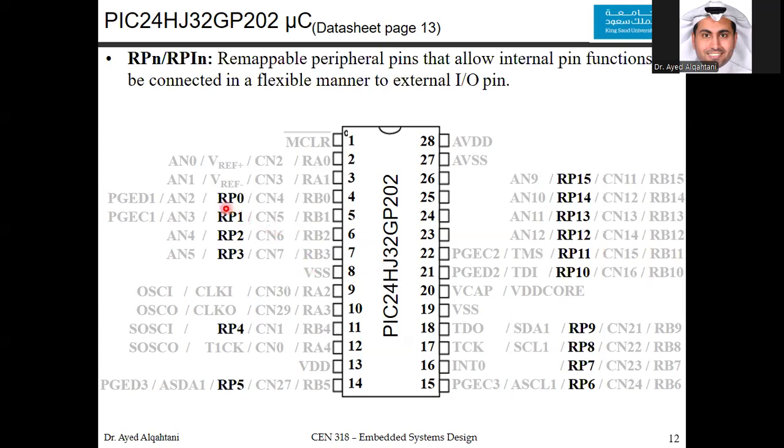We have the RPs. They are from 0 all the way to 15, so that we have 16 of them. These are remappable peripheral pins that allow internal pin functions to be connected in a flexible manner. Usually, we use these RPs when we want to input or output information and it doesn't have a specific pin. If it doesn't have a specific pin, these are the choices that you can choose from. Also, we will talk about this later when we talk about one of the modules, which is the interrupt.